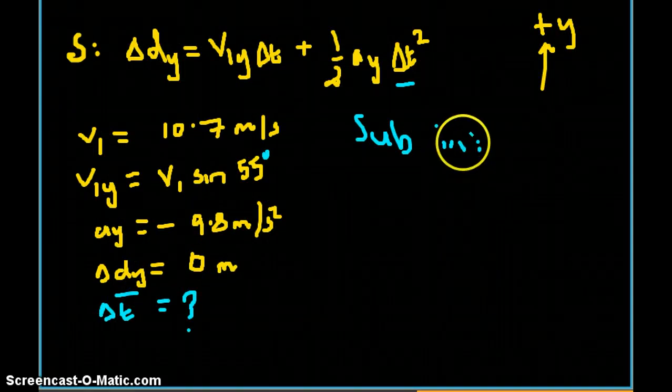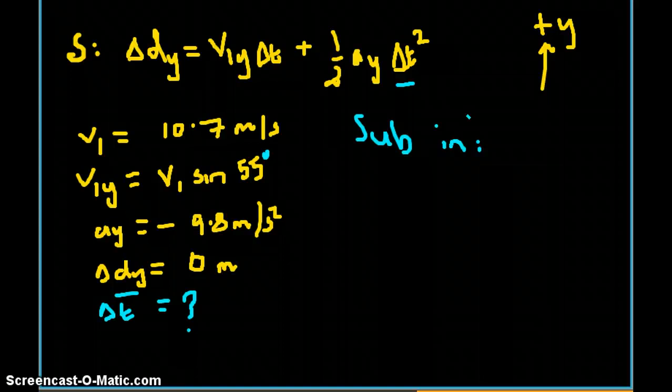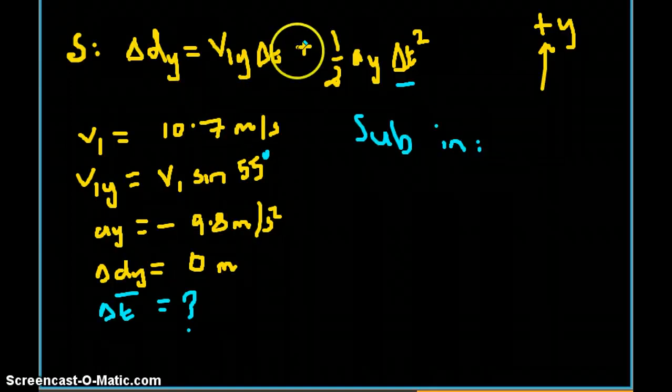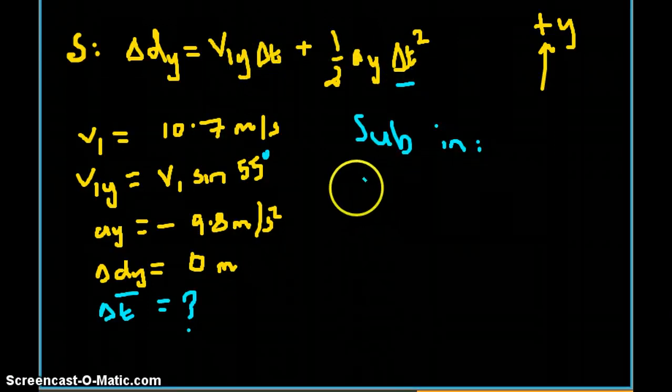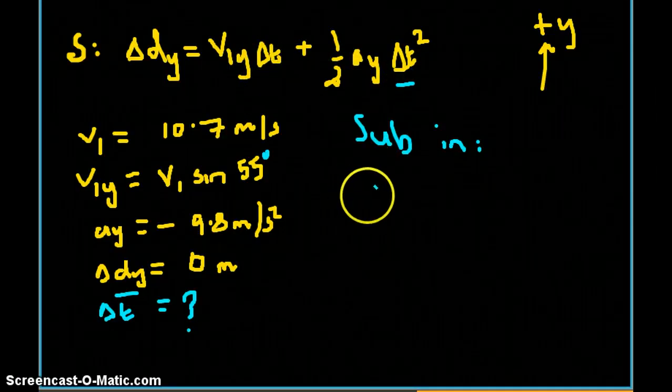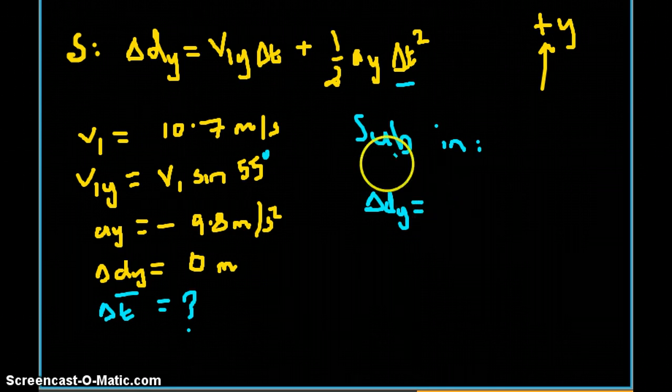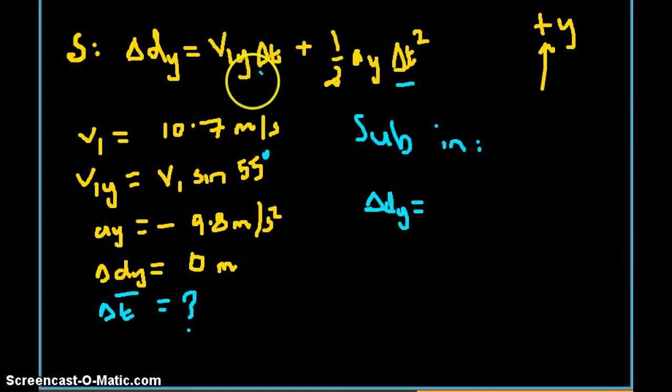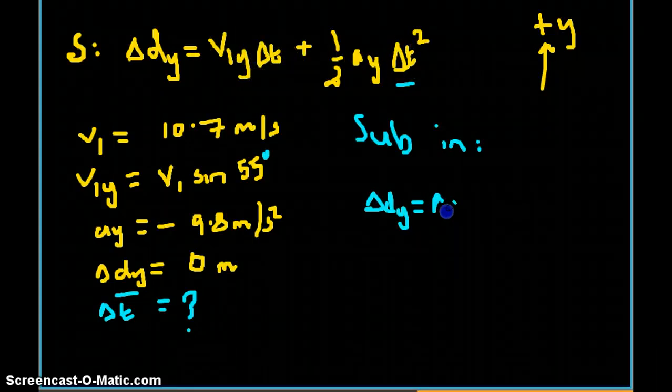So when we sub in, I like to solve for my unknown first, because I don't like to move around numbers. For me it's easier to move around variables. We want to solve for delta t, so I can start with this step: delta dy. Since both expressions here have delta t in them, I can factor it out.